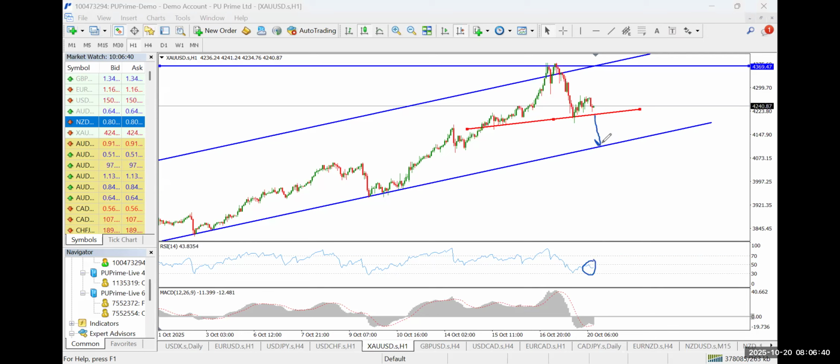RSI is already below 50, and MACD is also already below zero. So if a new candle opens below the neckline region, you may trigger a sell on gold. We're bearish on gold. But at the same time, please treat it with a lot of caution. Make sure you have your risk management in place and don't take unnecessary risk.